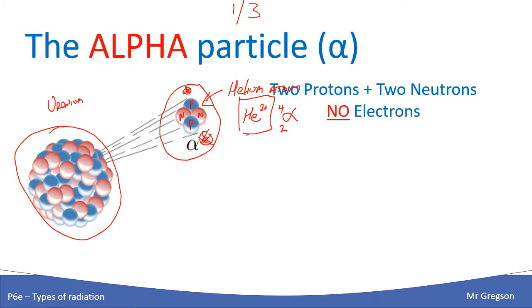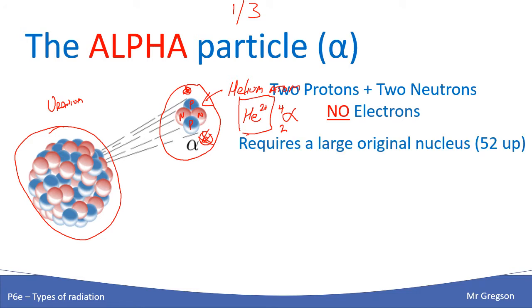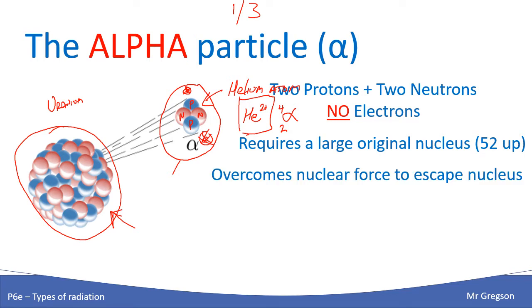Now some of the key parts. We've already covered 2 protons, 2 neutrons, there are no electrons. It requires a large original nucleus. Back over this side here, we can't do this with a small nucleus. We need a nucleus that's nice and big and unstable, so it has enough in there that losing 4 parts of it isn't going to make a huge difference. And it has to overcome the forces that hold all of this together to get out here. It has to break a considerable amount of force, and that explains some of the energy behind creating the alpha particle and also the damage it can do.